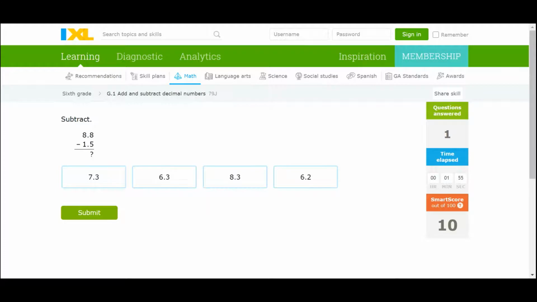Okay, so now we have to subtract. 8 minus 5 equals 3. So now we can already eliminate this answer. And then bring down the decimal over here. And then 8 minus 1 equals 7. So your answer should be 7.3.